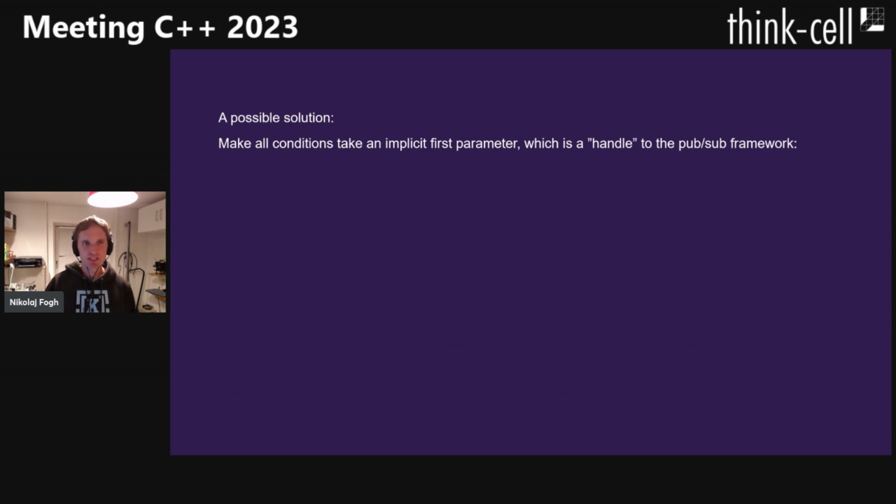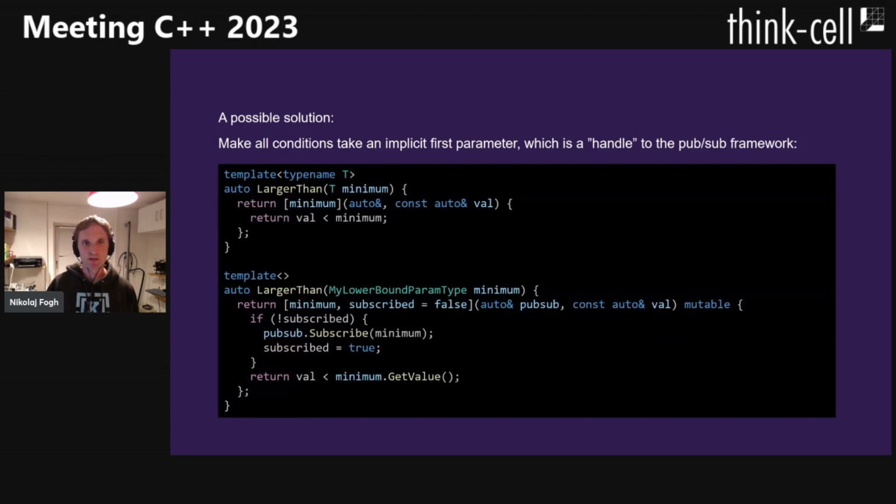Now, one solution to this is that we could make all of the conditions we make take an implicit first parameter, which is a handle to the PubSub framework. So a bit like this O parameter here. So instead of having a larger than function that just returns a callable which takes a single value, it also needs to take some implicit extra parameter, which is a handle to this PubSub framework. And if this is not a parameter that can be subscribed to, then you just don't use this first parameter. You just throw it away.